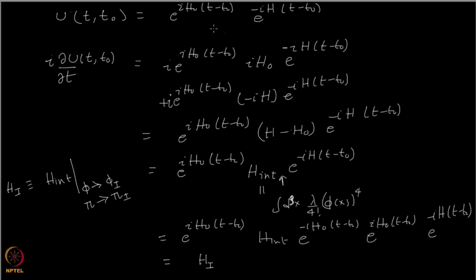And let's see what this piece is. This is exactly what you have in here. This is U of t naught t, or t naught t, whichever way you read. So what I have got is a differential equation, i del U over del t equal to H_I U of t naught t, right? So it's a differential equation for U which involves H_I, and H_I is constructed out of phi I's. So when you are going to solve for U using this equation, the solution will involve only phi I's, right? And that is what we wanted to do.